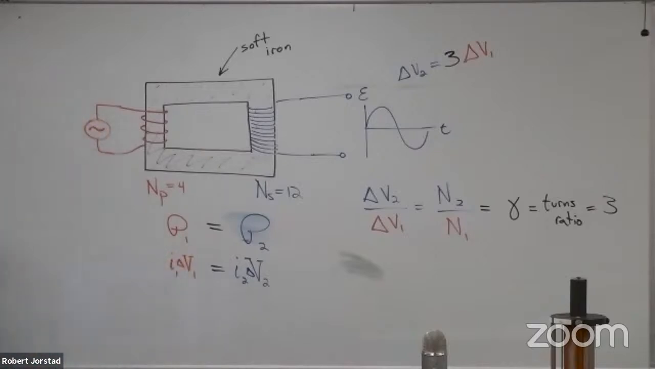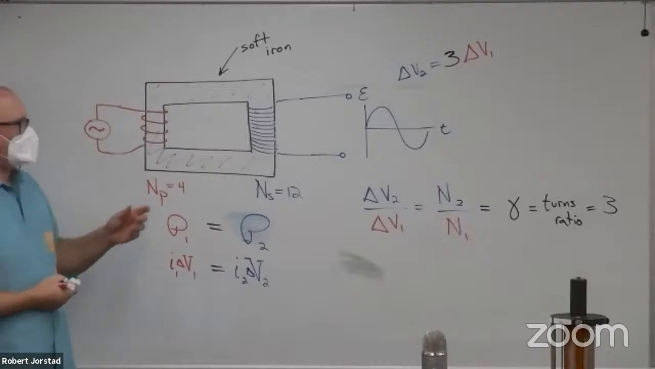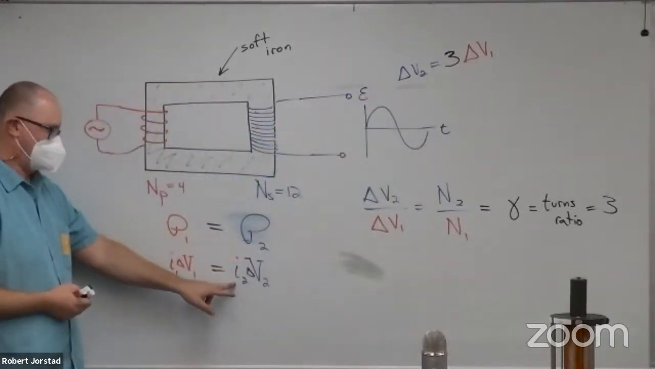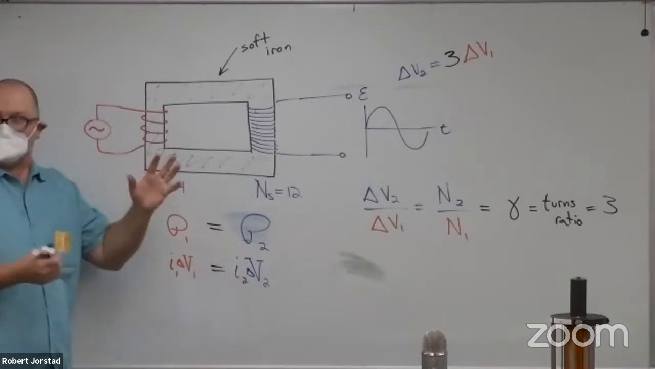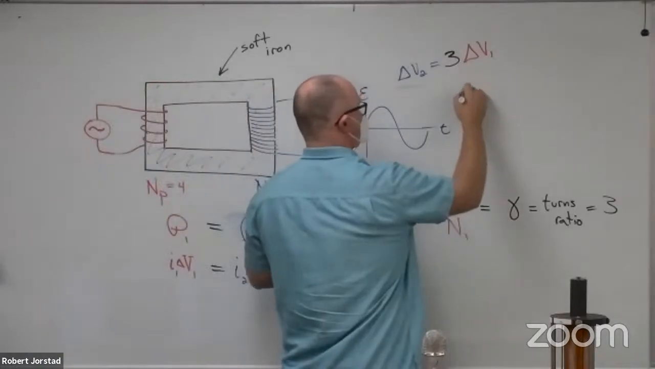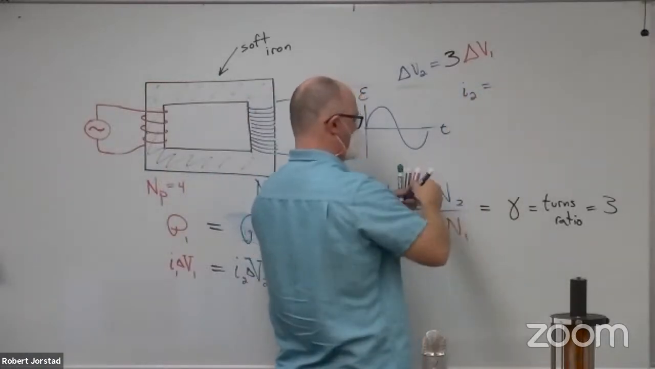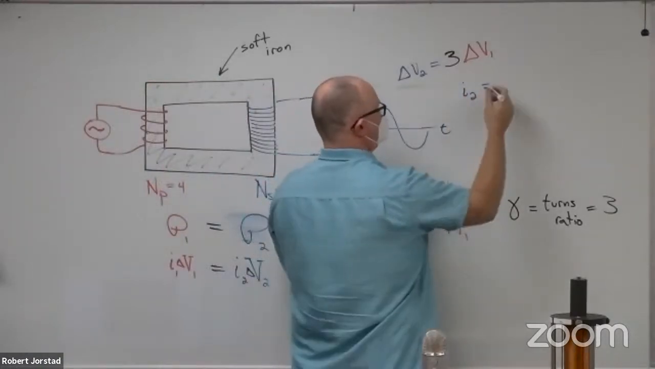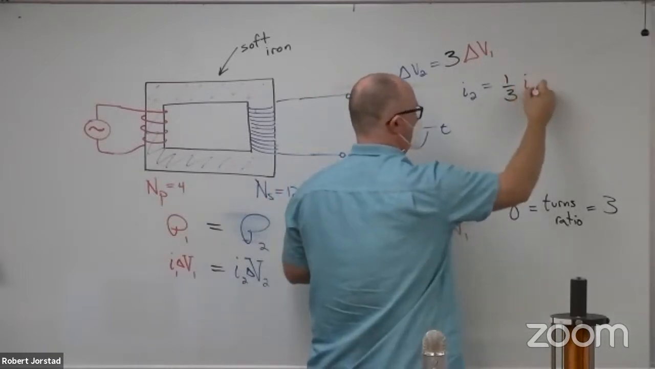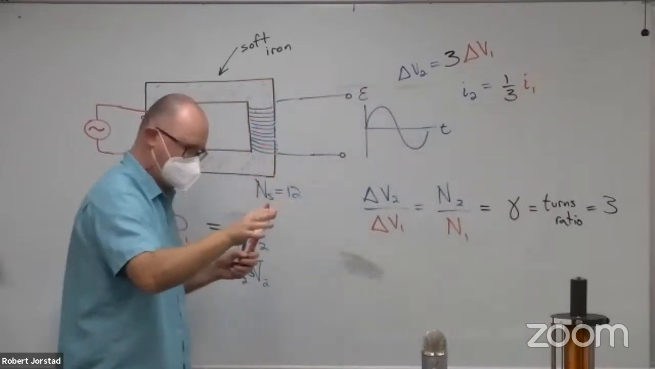Well, wait a minute. If the voltage goes up for number 2, what must happen to the current? So current goes down. Do you agree that I2 should equal 1/3 I1? And now we've set the ground. You could finally address your question.